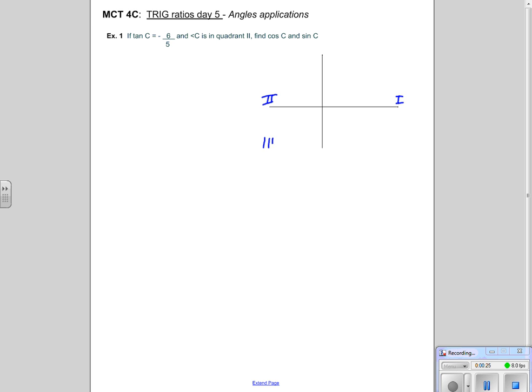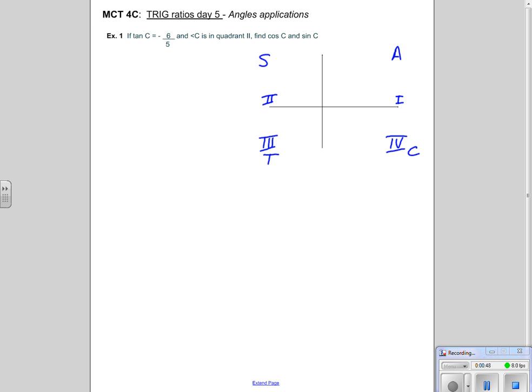So again, our quadrants are 1, 2, 3, and 4. And we expect to see all trig ratios positive here. Cos is positive here, sine is positive there, and tan is positive there, our CAST rule, which we've just kind of talked about in passing. So we're going to keep bringing that to your mind.